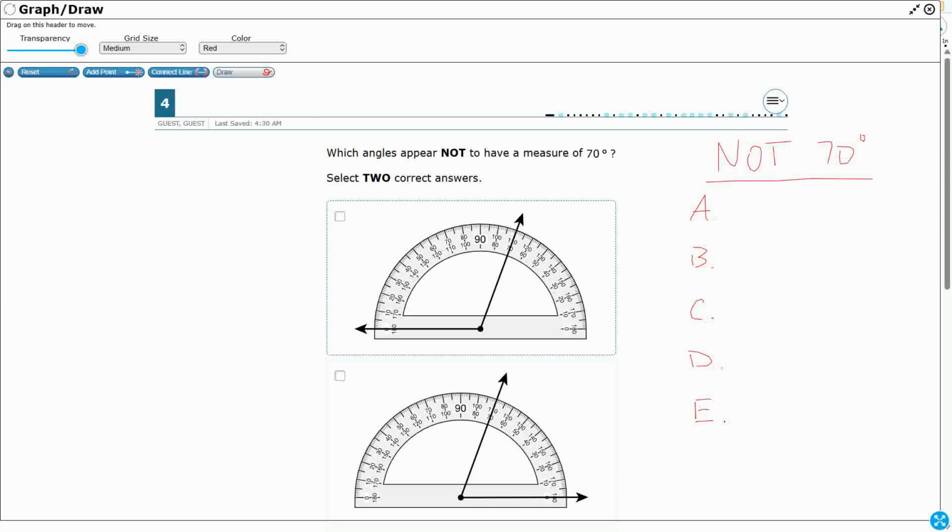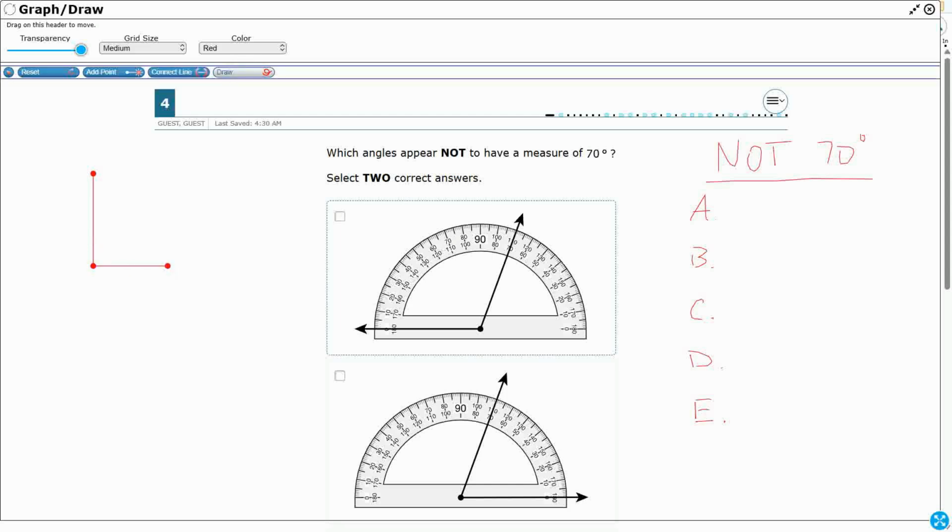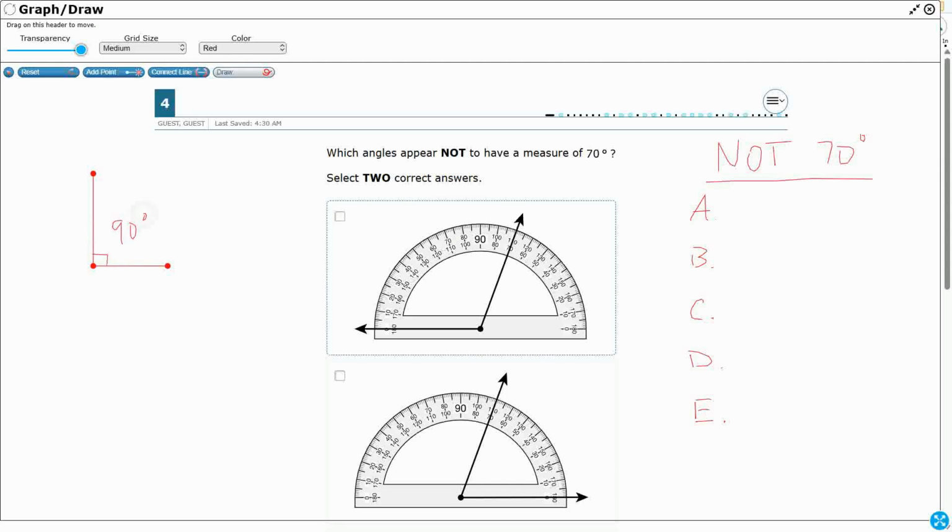Now, what is a 70-degree angle? Well, if we use our benchmark of a right angle, here's my right angle. It's straight up and straight across, and it's 90 degrees. So if I have an angle that is larger than 90 degrees, that is going to be obtuse. We definitely do not want that. What we're looking for is a 70-degree angle, and that's going to be less than 90 degrees. That is going to be an acute angle.